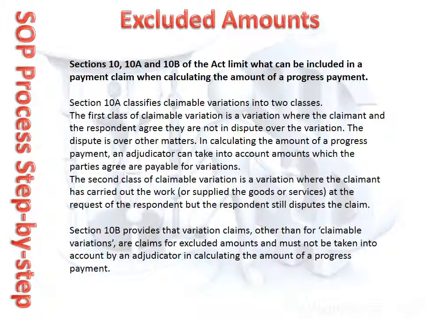In calculating the amount of a progress payment, an adjudicator can take into account amounts which the parties agree are payable for variations. The second class of claimable variation is a variation where the claimant has carried out the work or supplied the goods or services at the request of the respondent, but the respondent still disputes the claim. Section 10B provides that variation claims, other than for claimable variations, are claims for excluded amounts and must not be taken into account by an adjudicator in calculating the amount of a progress payment.